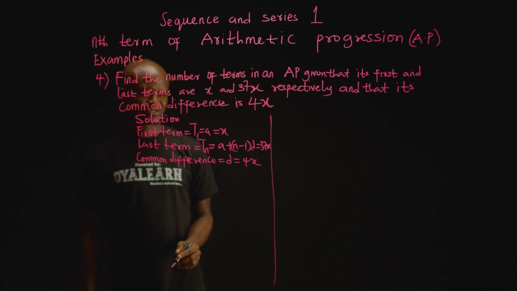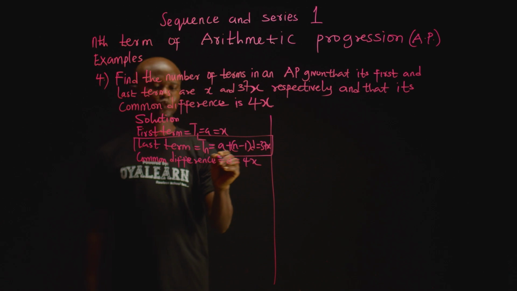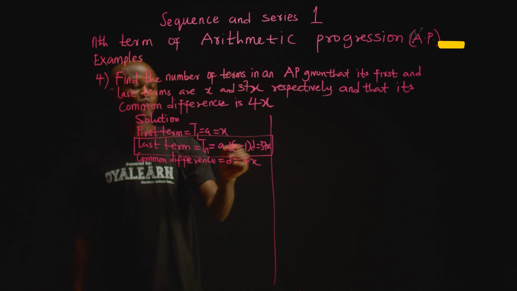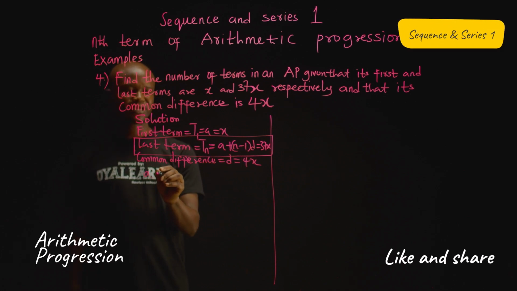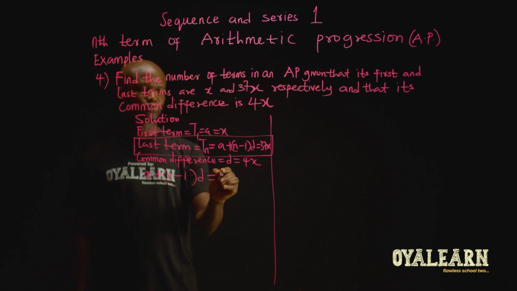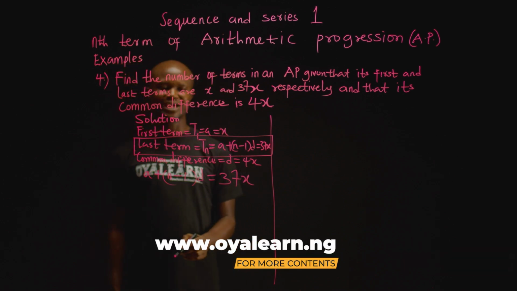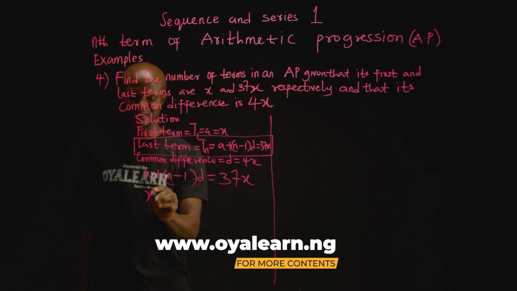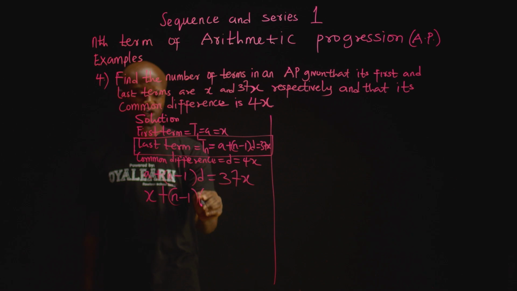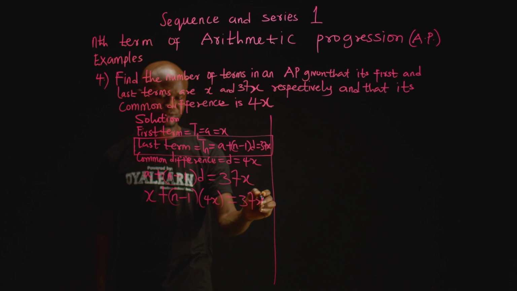So in this case, we are going to use the second equation dealing with the last term. So now we have for the last term, A plus (n minus 1)d equals 37x. So it means that anywhere we see A, we are going to replace it with x, and anywhere we see d, we replace it with 4x. Then this equals 37x.